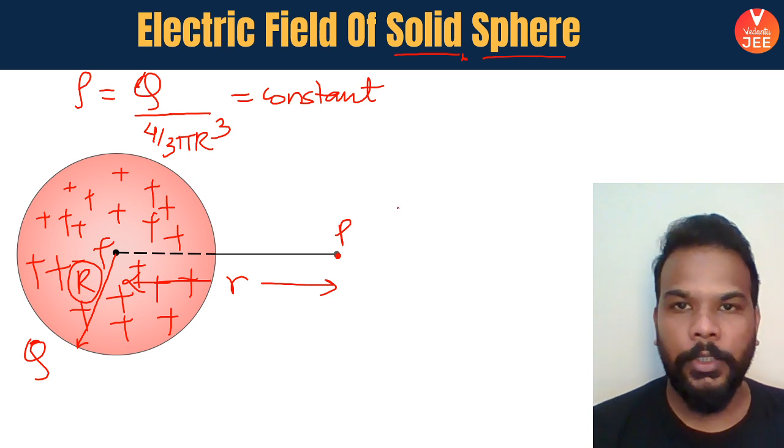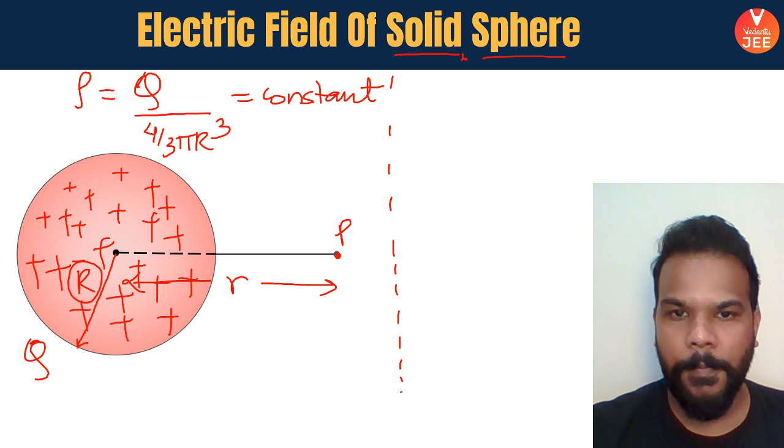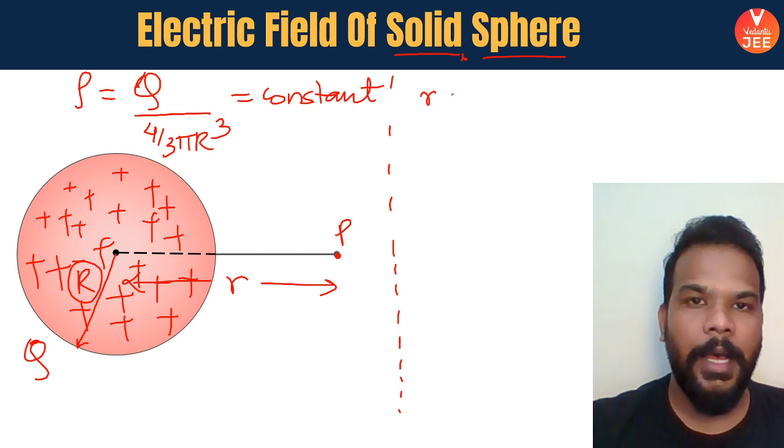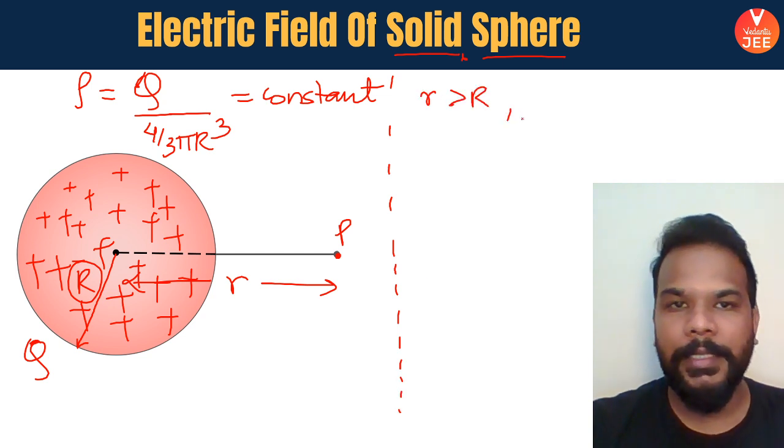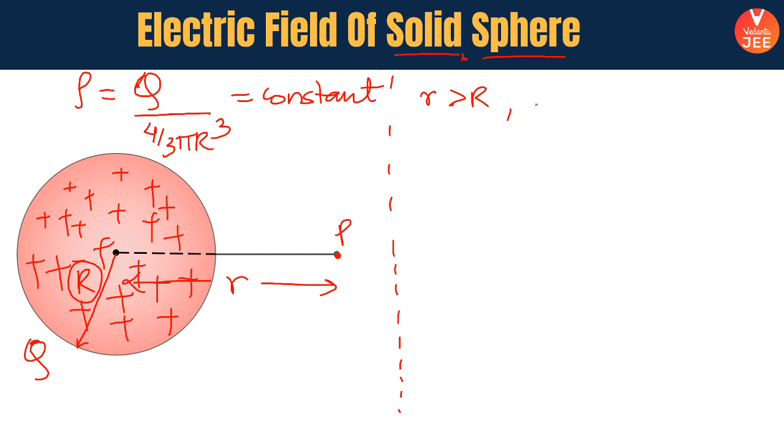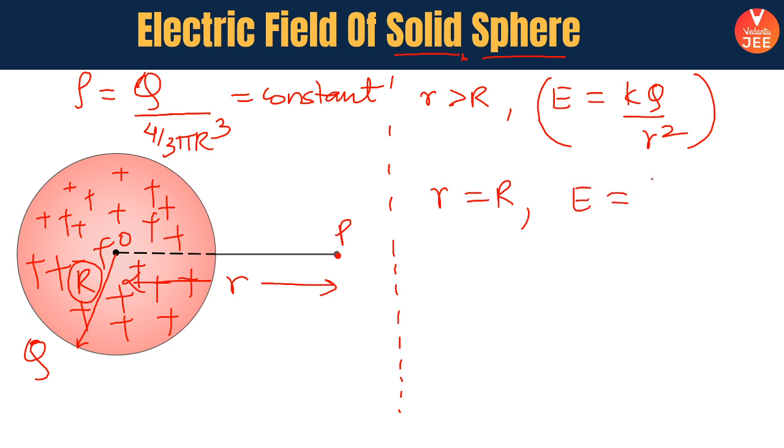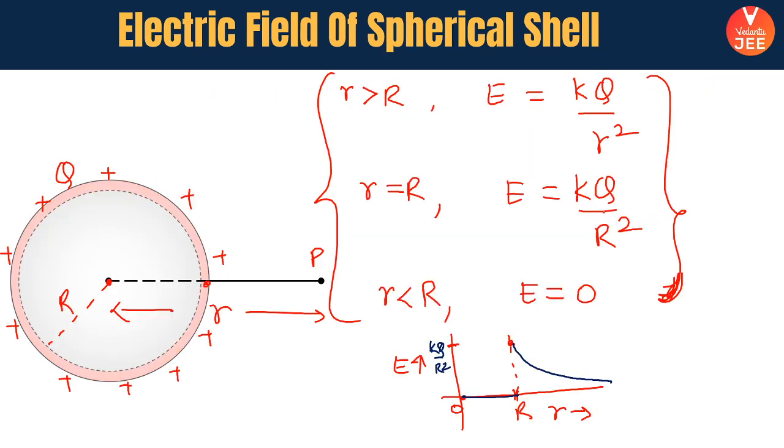Again the similar cases we are going to discuss. The first case is when r is greater than capital R. This result will remain the same: the electric field is kQ by small r square, assuming that the entire charge is placed at the center of the sphere like a point charge. Next is r equal to capital R. This is also the same, which is kQ by capital R square.